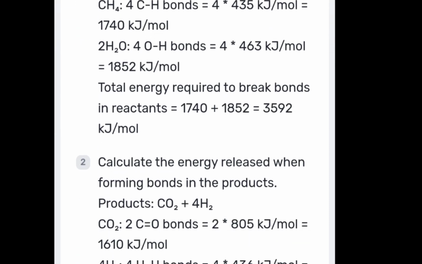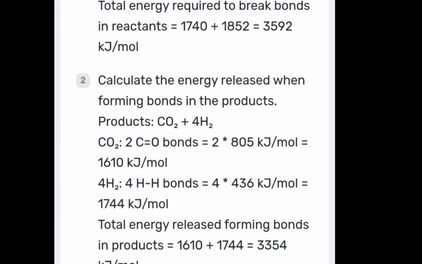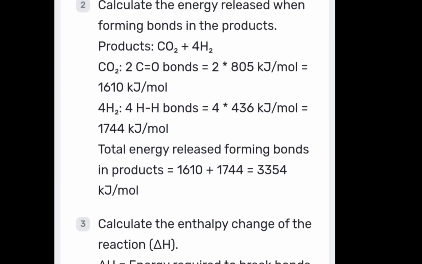3592 kilojoules per mole is the energy required to break the bonds, and when the new bonds are formed, energy will be released. So now we will calculate the energy that is released on the other end. We have carbon dioxide and 4 hydrogen here. In carbon dioxide, there are two C=O double bonds, and the energy is 1610 kilojoules per mole. For hydrogen, 4 hydrogens are used, so 4 bonds are there, because in a hydrogen molecule there is a single bond between 2 hydrogens. So we have 1744. You add this, 3354 is the energy released.